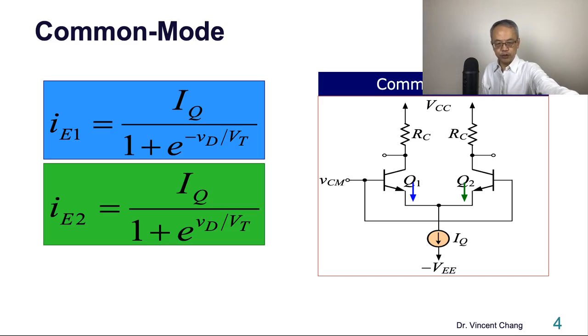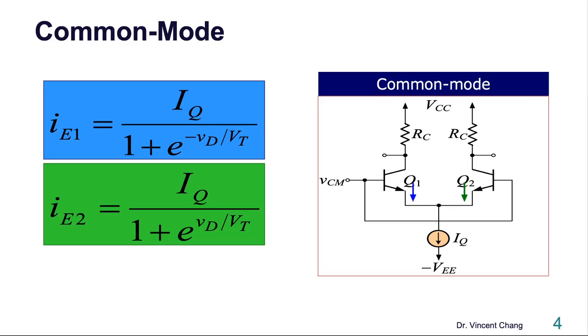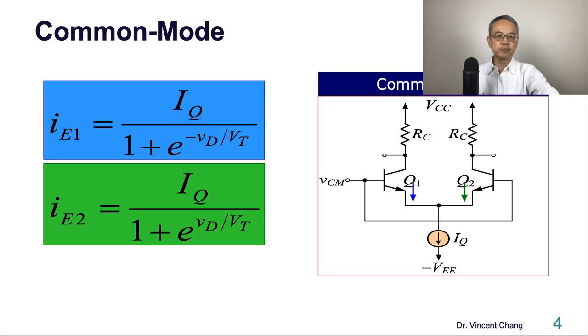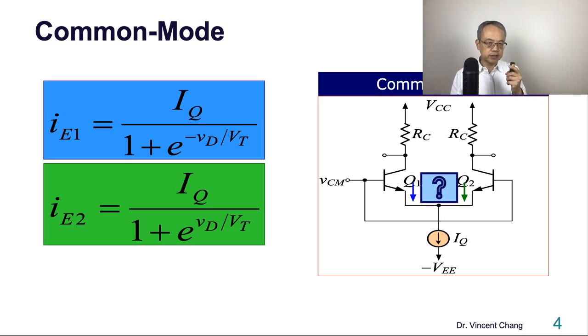The first mode of operation is called common mode. Common mode input means the two inputs are tied together and connected to a common voltage, a common mode input voltage denoted by VCM. Pay attention: the two input signals have been tied together and connected to a common mode voltage.